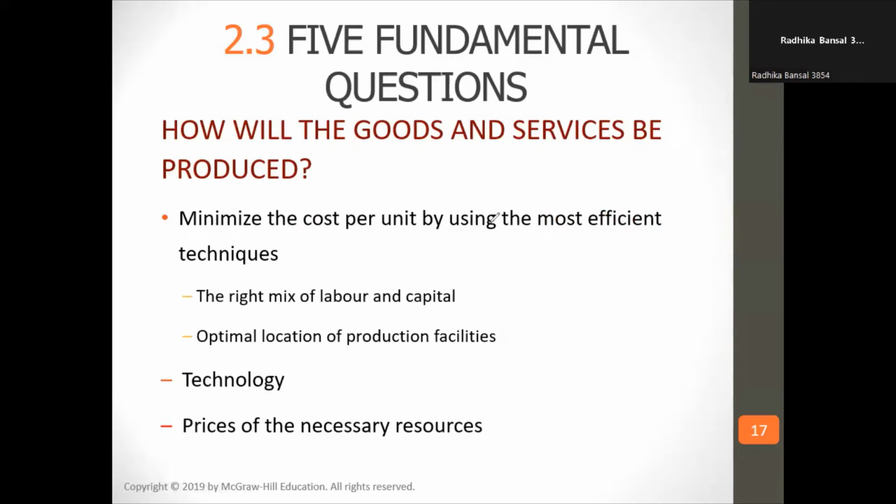So then how will the goods and services be produced? You want to minimize the cost per unit. So be most efficient, make it cheapest. Then use the right technology and get cheap resources to create the product.